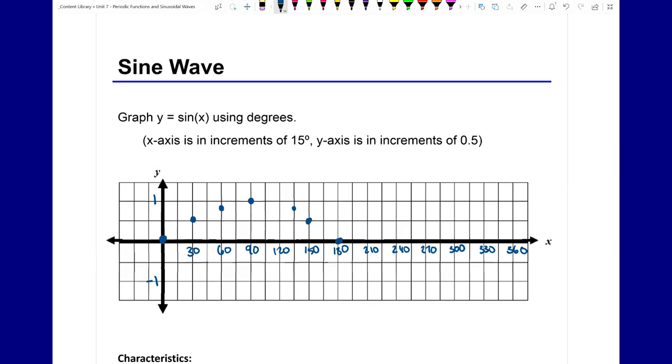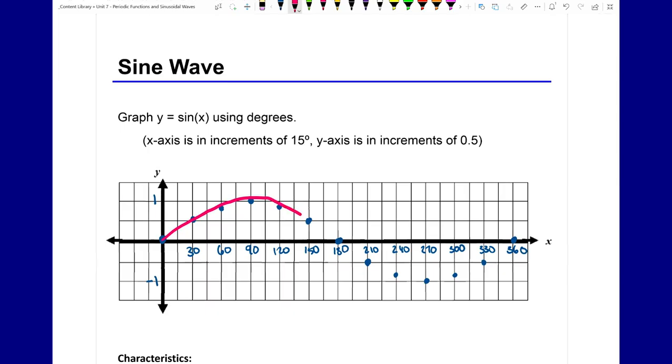Sine of 180, we're going to get 0. 210, we're going to get negative a half. 240, we're going to get negative 0.87. 270, we're going to get negative 1. And we're going to repeat back up. So this right here, this is our sine wave.